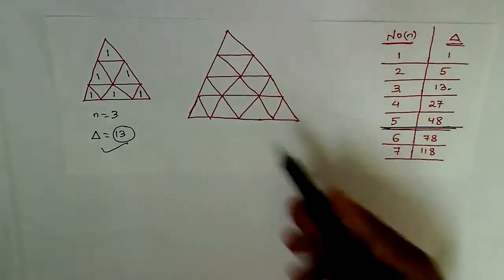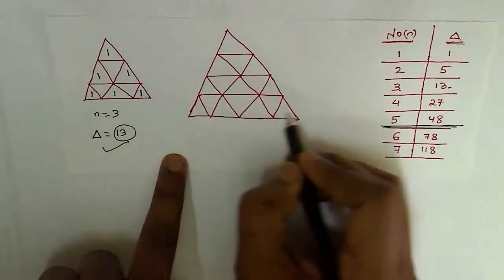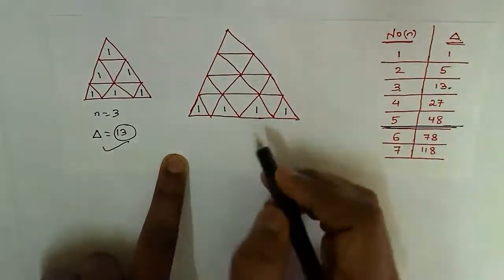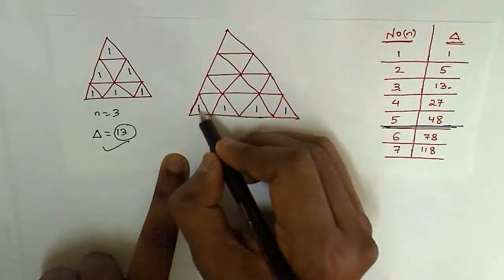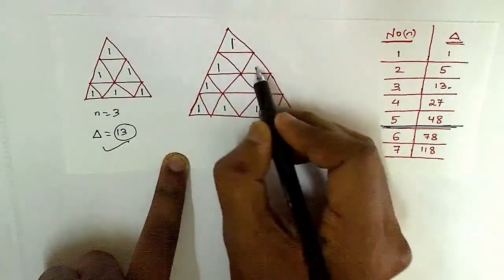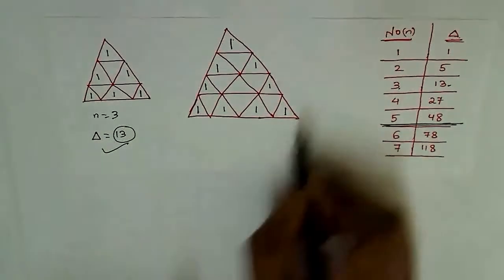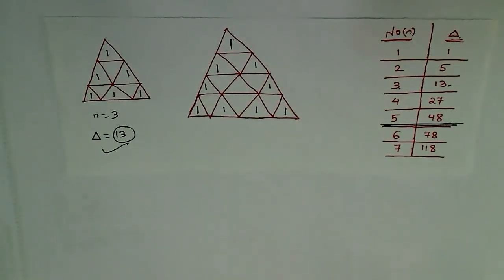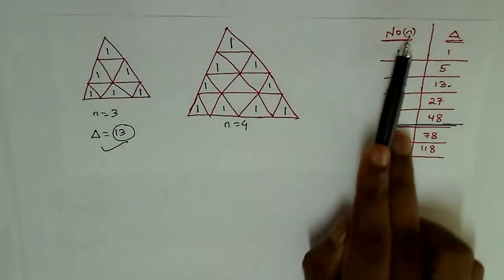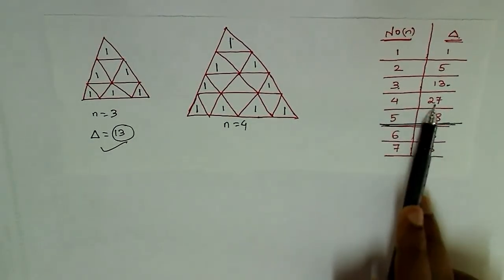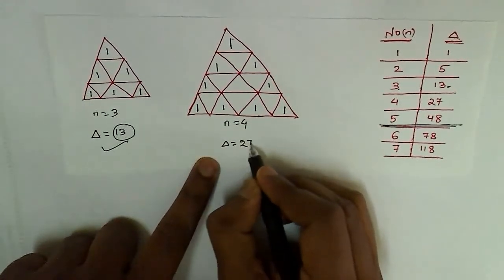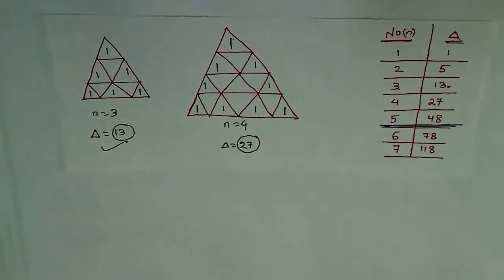Similarly, we will implement over here. If we take this base, how many triangles are there? 1, 2, 3, 4. If we take this base, so 1, 2, 3, 4. And if we take this one, so it will be 1, 2, 3, 4. In all the sides, we have 4 triangles. So in this case, value of n equal to 4. So when n equal to 4, what is the number of triangles? Number of triangles becomes 27. So in this figure, number of triangles will become 27.